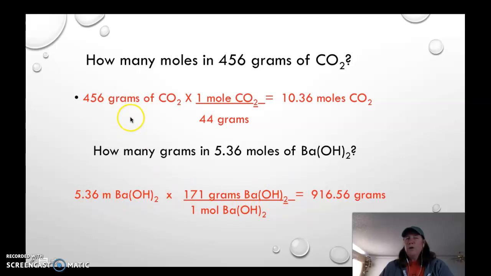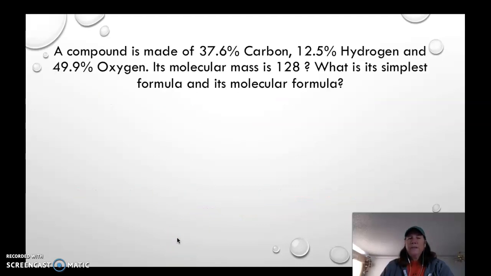So again, if you're wondering how to set them up, whatever you start with goes on the bottom. Whatever you start with goes on the bottom, okay? So that's how you know. In this case, I'm going to multiply them. So 5.36 moles of barium hydroxide is 956.56 grams.